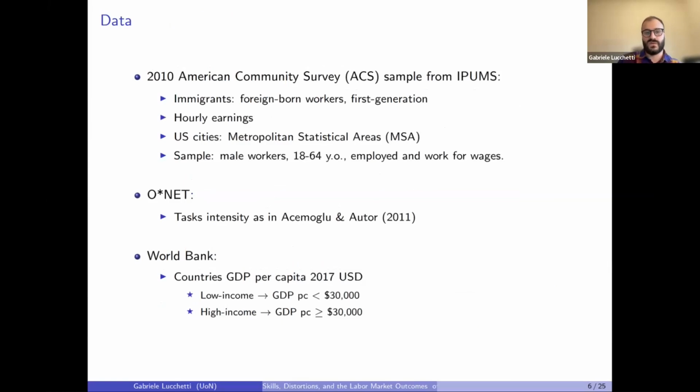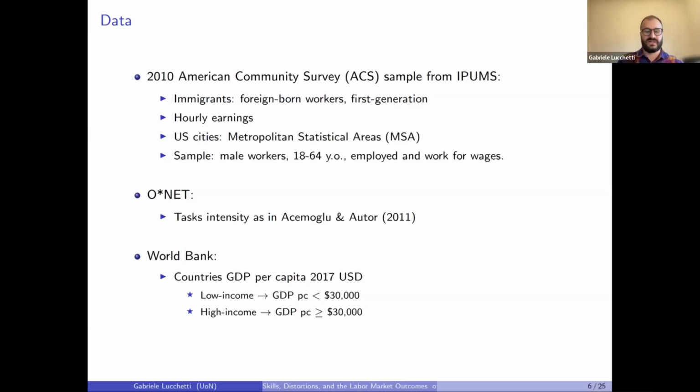What are the data that I use to show you the facts and to estimate, to calibrate my model? So I'm going to use data from the American Community Survey, a sample from IPUMS. And in this data set, I'm going to identify immigrants as foreign-born workers, and I'm going to focus only on first-generation immigrants.